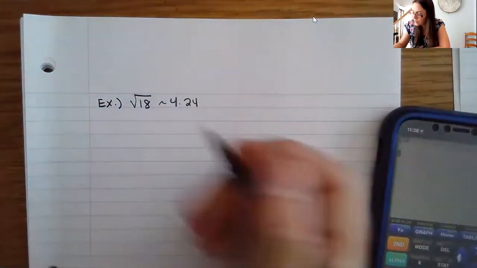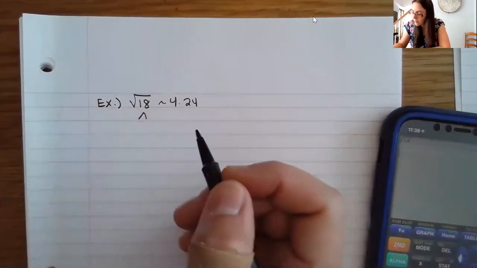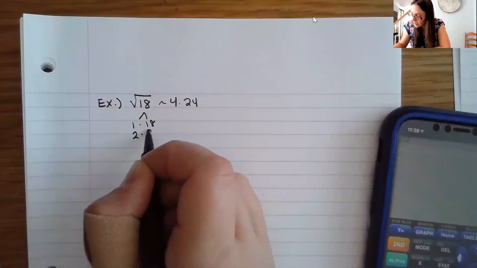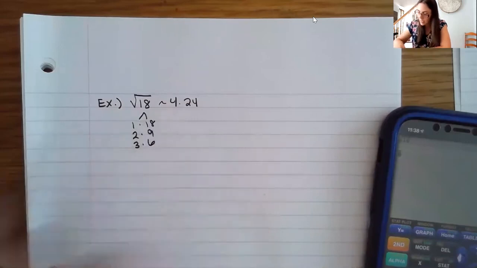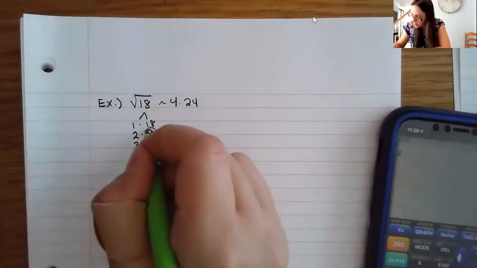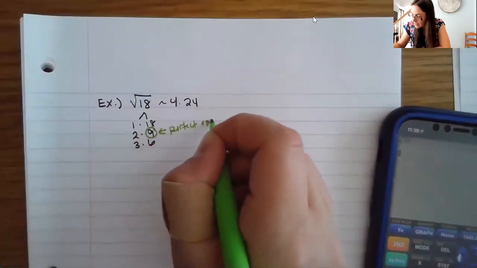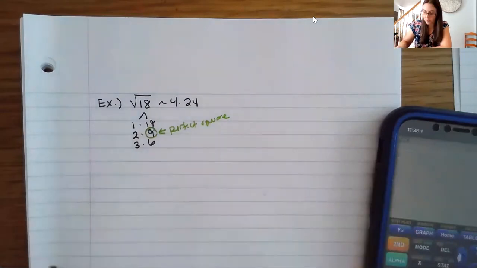Now, what we can do is see if we can break this down. If I think about my factors for 18, it's 1 times 18, 2 times 9, 3 times 6. And I do see that I have a perfect square right here. And that's the best one I have, right? So I always want to choose the best one.